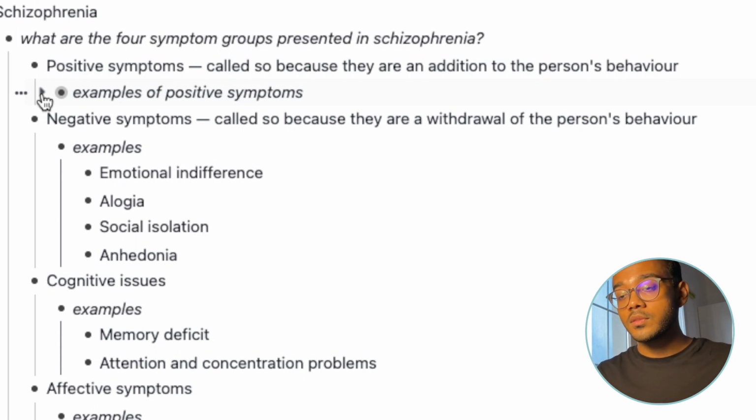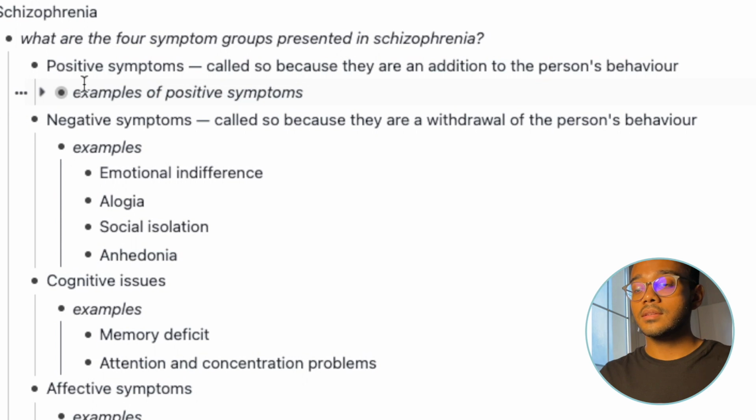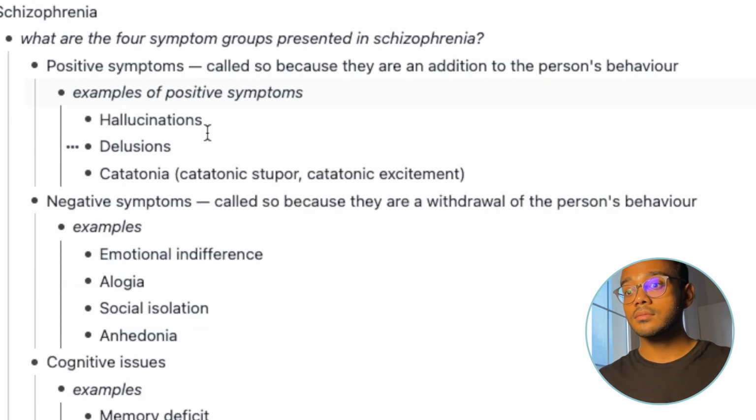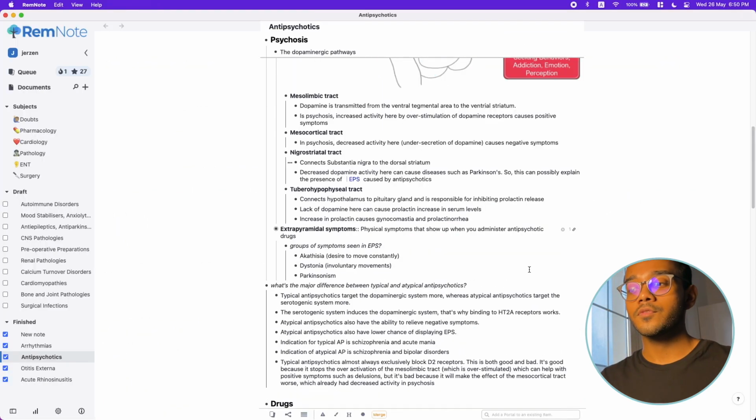So for example, when I'm revising my notes, I can go through it and it's asking me what are the examples of positive symptoms. If I remember right, they can be delusions and hallucinations. And I can just click it, see if I'm right. And that's just great. Now, this is how I take notes from a lecture.